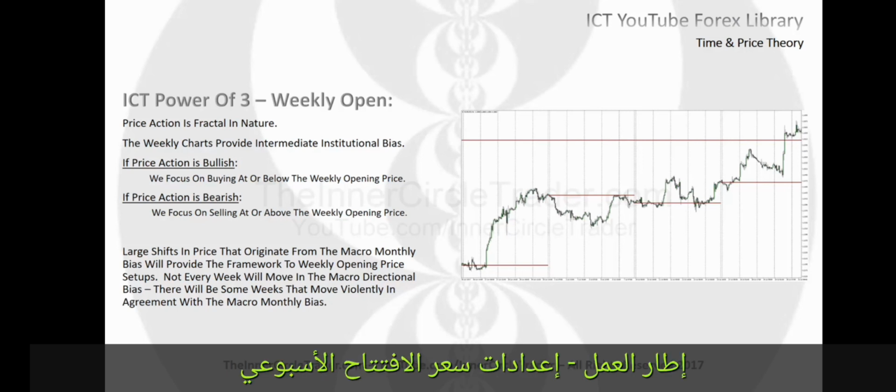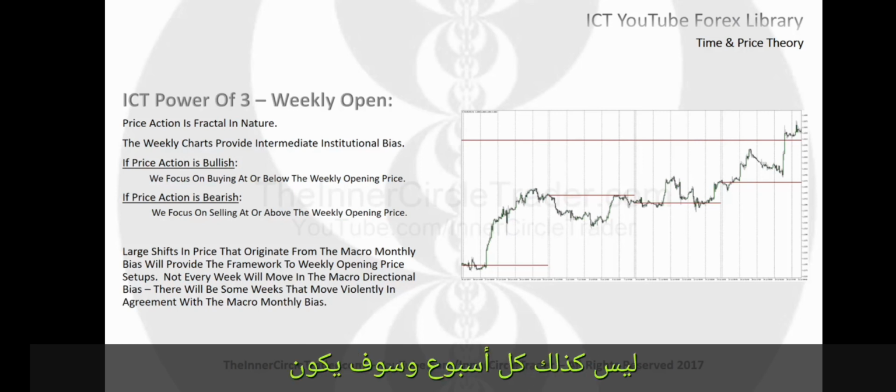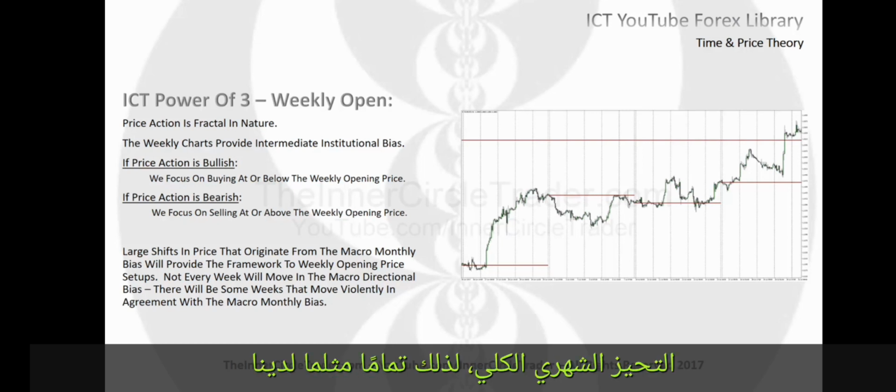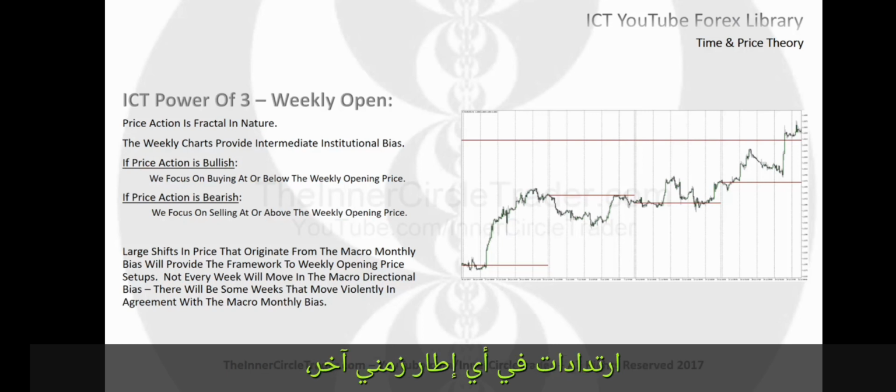Now, large shifts in price that originate from the macro monthly bias will provide the framework to weekly opening price setups. Now, here's a key point. Make sure you remember this because it's not that every week is going to be bullish or bearish. Not every week will move in the macro directional bias. However, there will be some weeks that move violently in agreement with the macro monthly bias. So just like we have retracements on any other time frame, we may be longer term bullish on the macro monthly perspective, and in the weekly, we may be enduring some measure of retracement or consolidation.